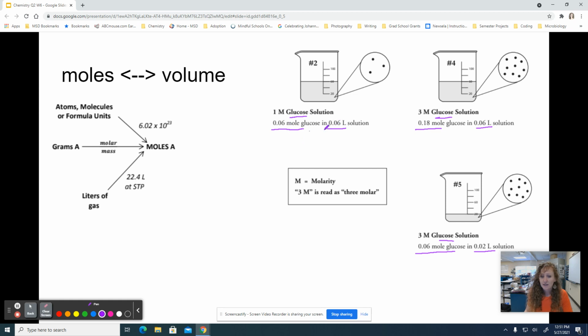So if you take these amounts and you divide them, remember molarity we just said is moles of thing dissolved over the volume total. So we can actually calculate the molarity of all these solutions. 0.06 moles of glucose per 0.06 liters total gives us a 1 molar solution. Over here, we can do the same thing.